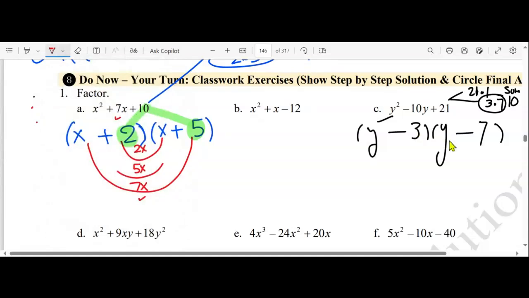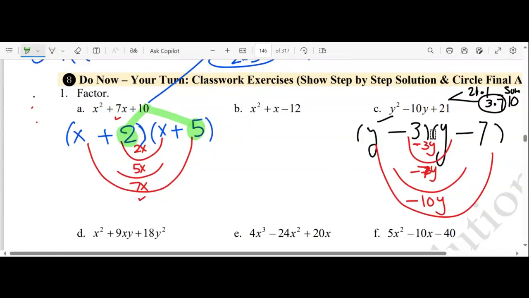What should they do now? Check the answer, right? Happy face. Negative 3y, negative 7y. Does their total give you negative 10y? Yes. Now also you need to check the last two terms. Is negative 3 times negative 7 positive 21? Yes. True. So your answer is correct. Is this clear? Yes. Move on.